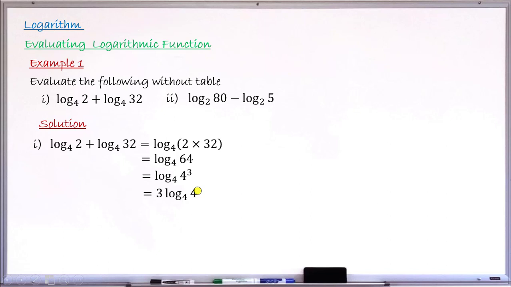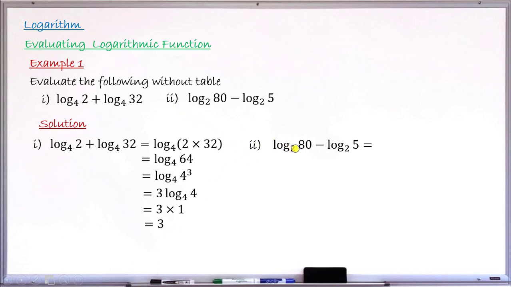We continue. You also remember the second property of logarithm, which we learned in our previous lesson. If the base and the number are the same, log to base 4 of 4 is nothing but 1. So you have 3 multiplied by 1, and 3 times 1 gives you 3. Let me move on to take the second one.